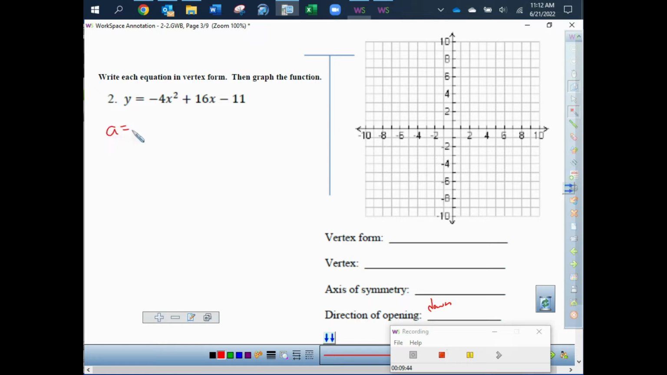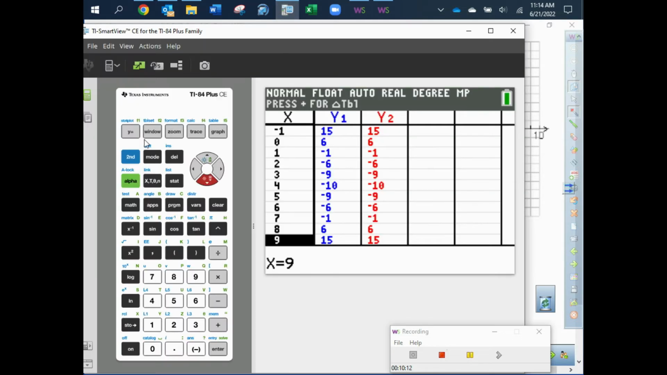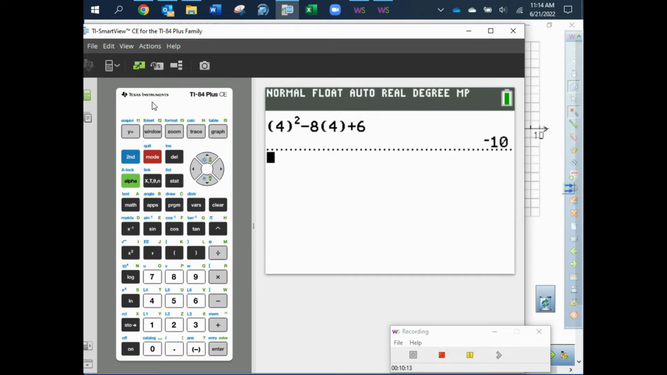We need to write them in vertex form, though, so we're going to do A, H, and K. And how did we get A? Steal it right here. H is the x value of the vertex. Well, when they give me a parabola in standard form, I use this, opposite of b over 2 times a. So opposite of b is negative 16. 2 times a is negative 8. And you guys know what a negative divided by a negative is. It is a positive.